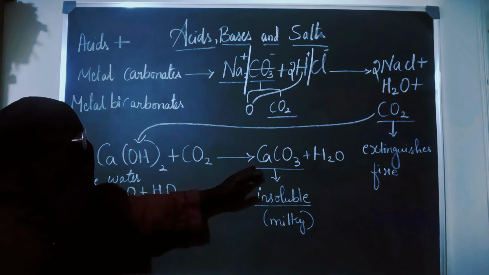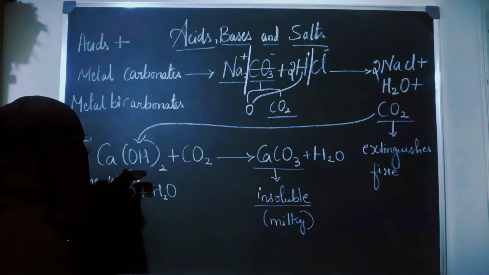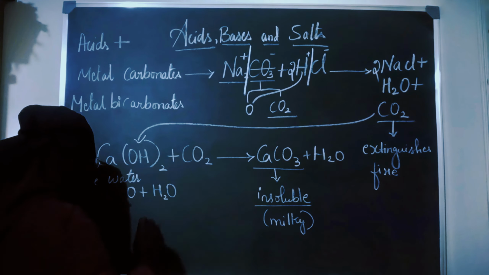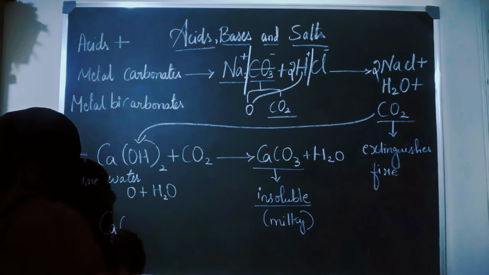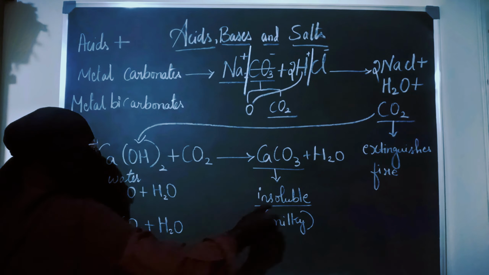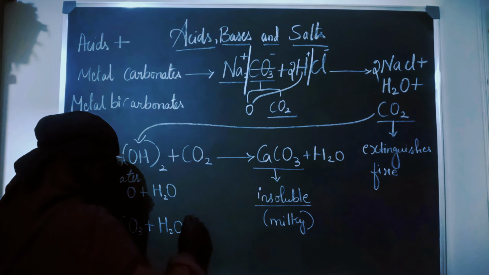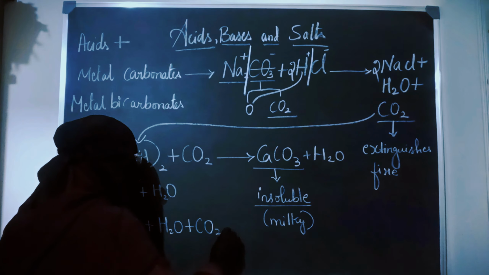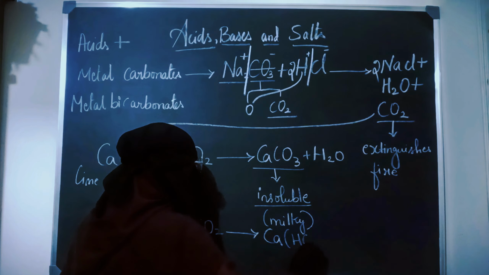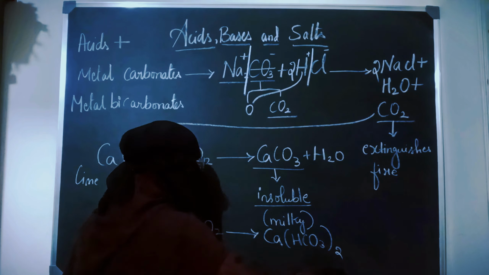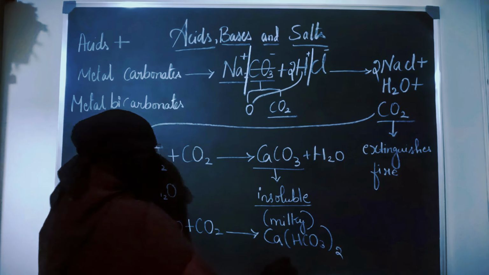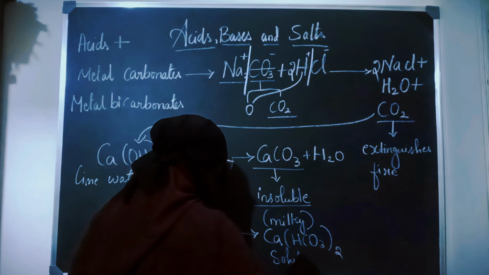Now further, if I make the carbon dioxide pass through the solution after the formation of CaCO3 also, what will happen? This CaCO3 will react with the water which is already available in the solution along with the CO2 which we are passing, and it will lead to the formation of Ca(HCO3)2. Now this calcium hydrogen carbonate is a soluble substance.